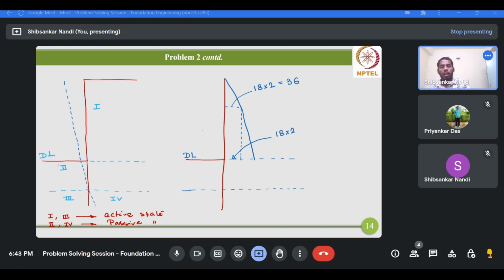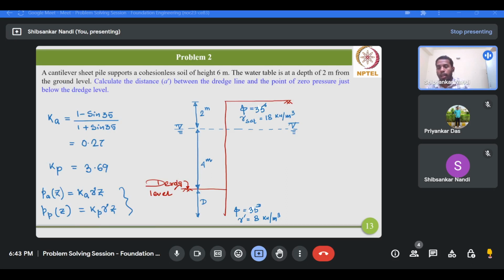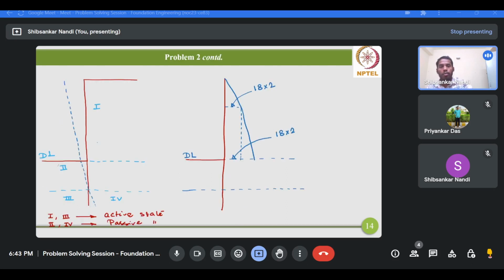Okay, sorry, I made a mistake here, please correct me. This is basically the gamma z; you have to multiply it with k. What is the value of k? This is 0.27. So 0.27 into gamma z, where gamma z is 18 multiplied by 2. That means 9.72.